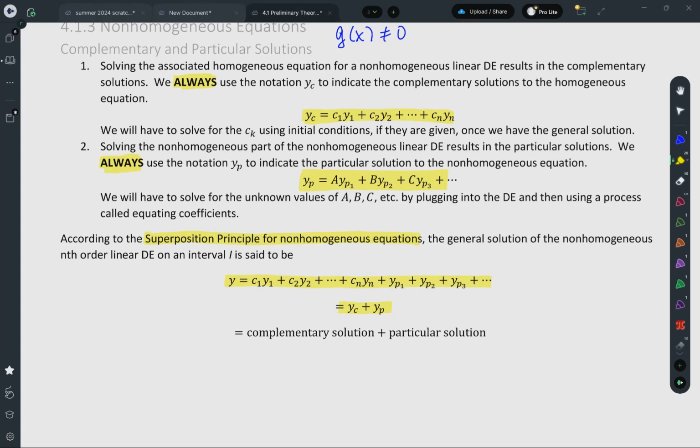Okay? None of this told us how to solve a non-homogeneous equation. All it did was just give us some definitions. Okay? And state that we're going to have to solve the associated homogeneous and the non-homogeneous diffy-q.